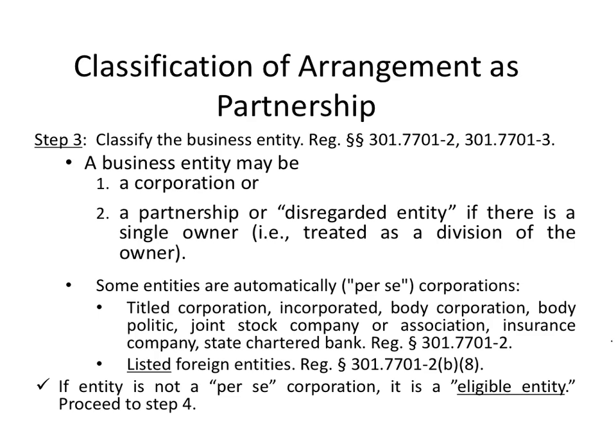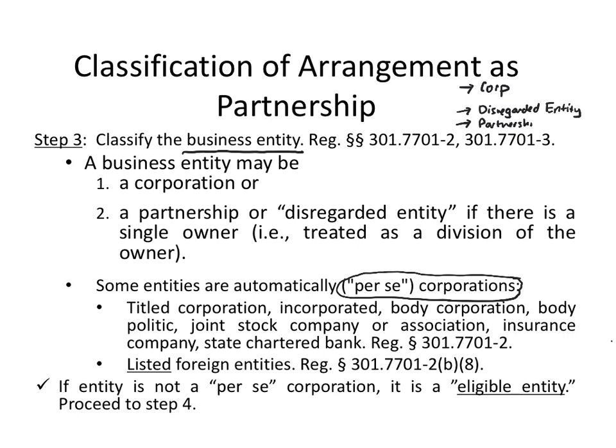Step 3 is to classify the business entity, and what they mean is there's certain entities that are automatically going to be viewed as corporations. Okay? So once you know you're an entity and you're not a trust, there's really 3 possibilities. There's corporation, there's disregarded entity, and there's partnership. A corporation, you can have one or more owners. Disregarded entity, you can only have one owner. Partnership, you need 2 or more.